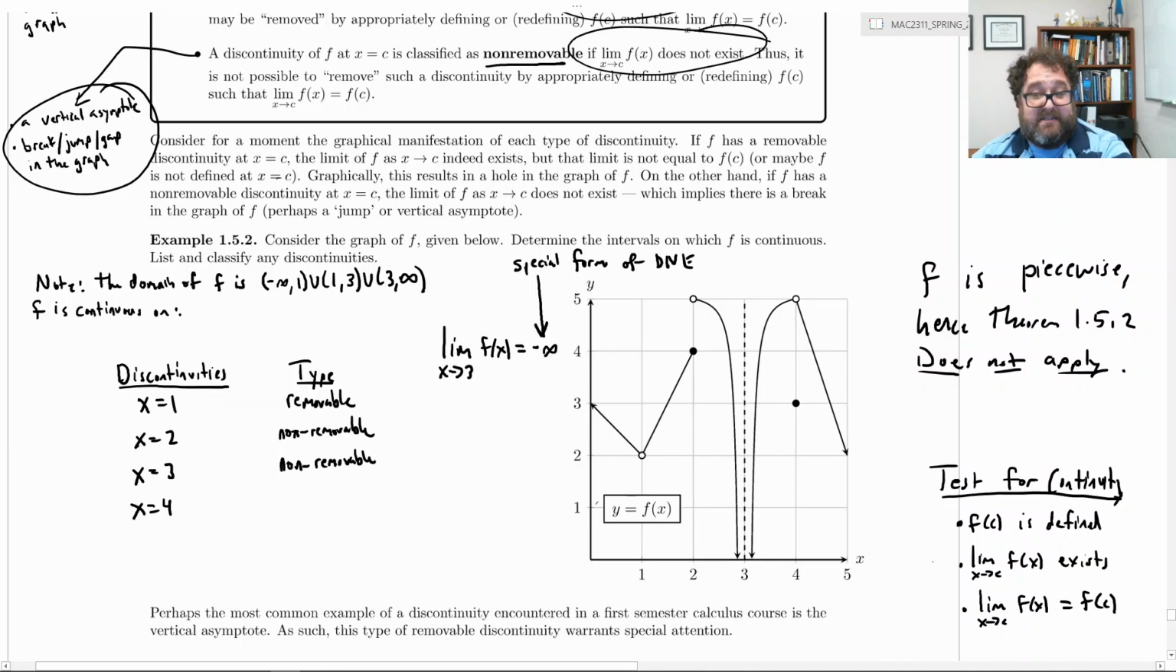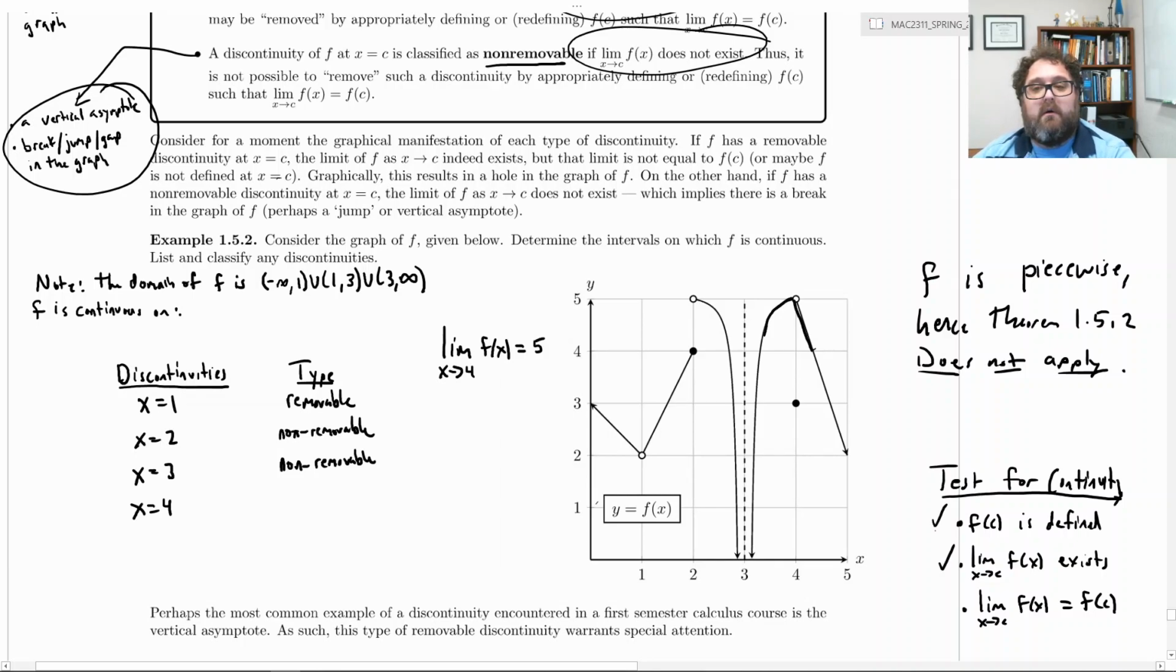Does the limit exist? Well, yeah, from the left, the limit is 5. And from the right, the limit is 5. So that's not the trouble. So we would say the limit as x approaches 4 of f of x equals 5 from both sides. So the overall two-sided limit is also 5. So that's not a problem. Check mark.